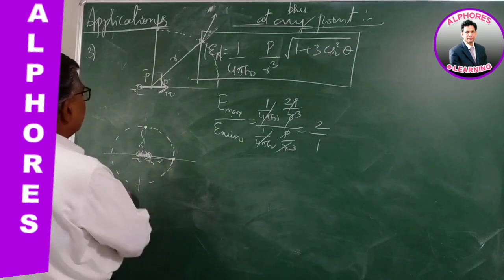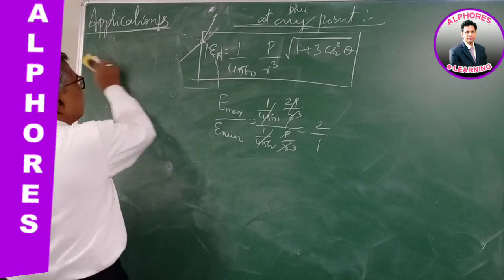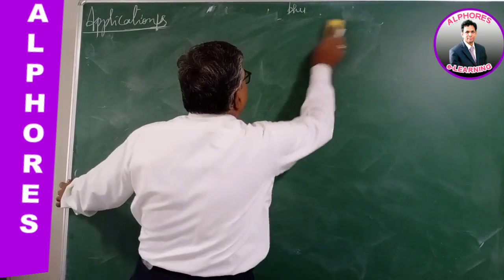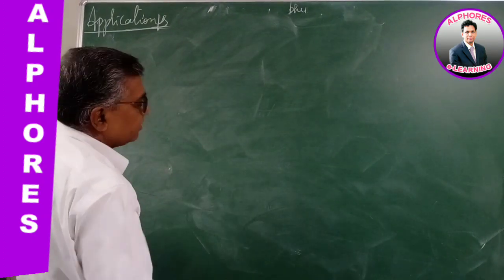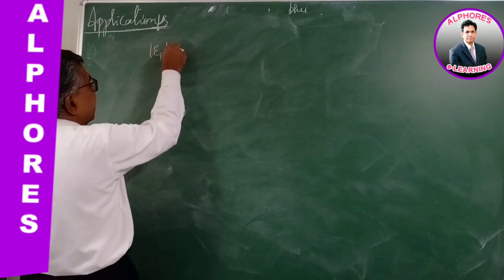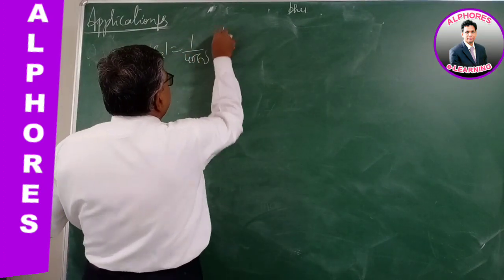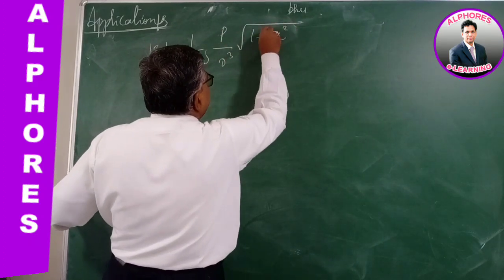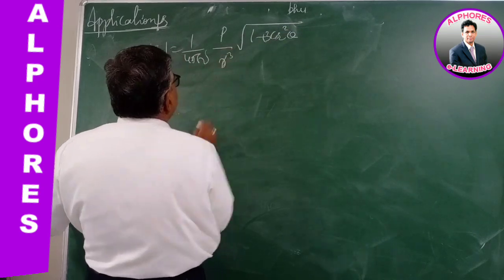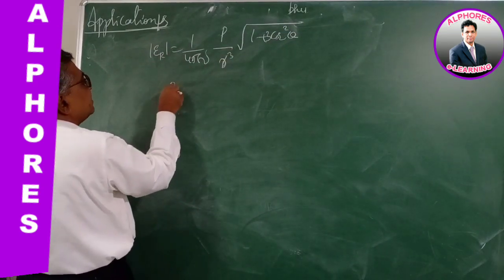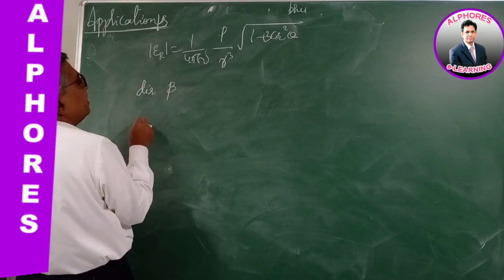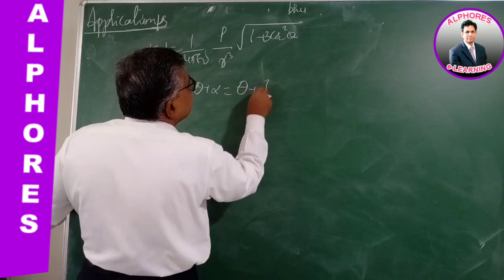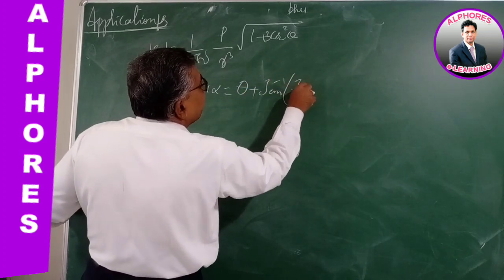So for an electric dipole at any arbitrary point, the magnitude of the electric field intensity is 1 by 4 pi epsilon naught, P by r cube, root 1 plus 3 cos square theta. And the direction of the electric field intensity, the angle beta made by the electric field intensity, is theta plus alpha, that is theta plus tan inverse of tan theta by 2.